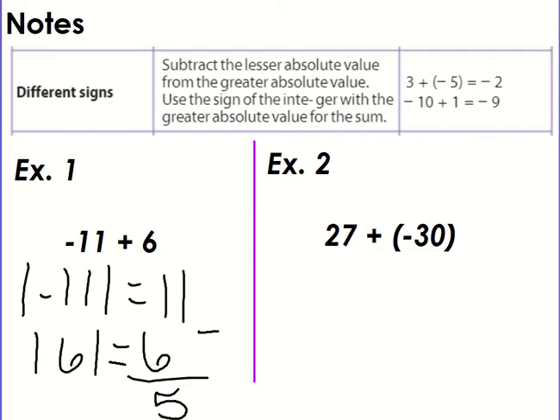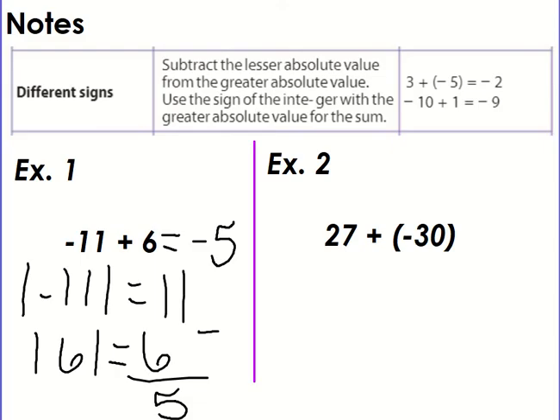Okay. Now, second part, we have to take the sign of the greater absolute value. The greater absolute value was 11, and in the beginning, it was a negative. Since negative 11 has the bigger absolute value, our final answer will also be negative. And that's what that rule is saying: subtract and take the sign of the bigger absolute value.